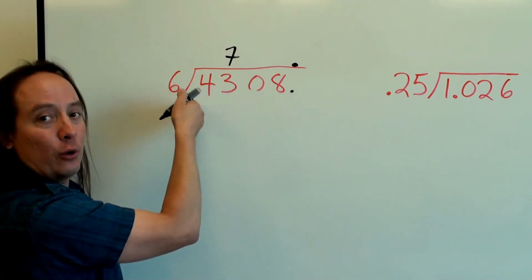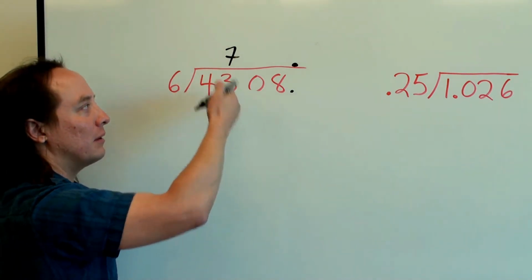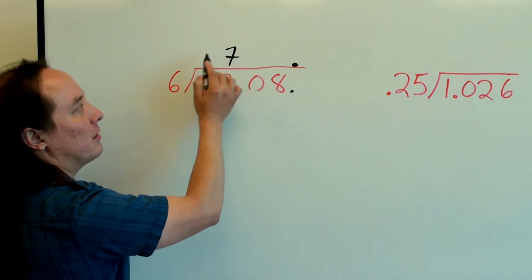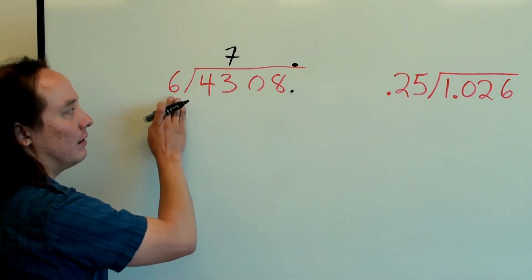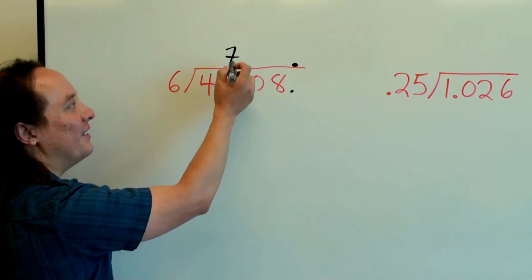So I'm saying that it's 43, not just 4. So that's a very key point. That's what I use those columns for sometimes, right? Just to show that, because some people might want to put the 7 over the 4, and it's not over the 4. It's over the 3, because 6 doesn't go into 4. It goes into 43. Okay, done with that.